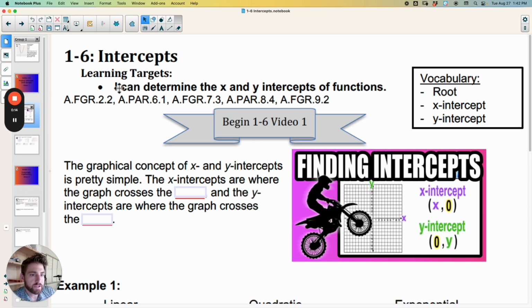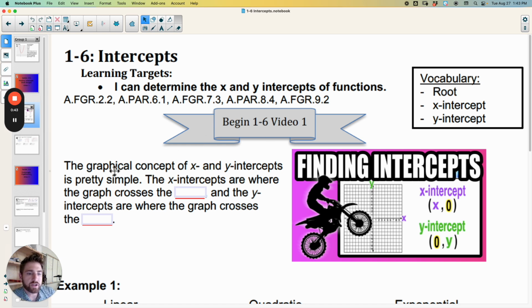Alright, so our learning target up here, we actually just have one. It says, I can determine the x and y intercepts of functions. And don't forget, we have our vocabulary that you can see here and then access in the glossary in the back of your textbook. So don't forget that you can utilize that. Today we're going to be talking specifically about x-intercept and y-intercept, and then we'll mention roots as well.